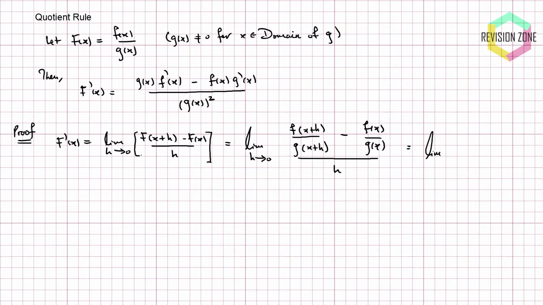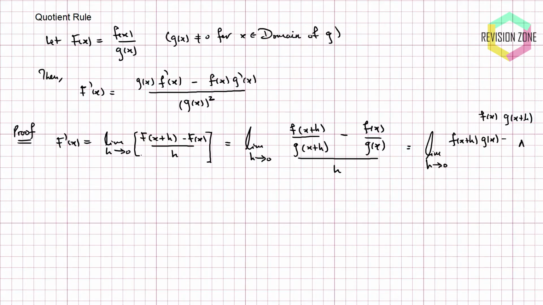So what I need to do is find a way of simplifying this. Ultimately I'm going to have to come to this expression here and simplify it. The way to do that is to take that and cross multiply top and bottom, and then take that and cross multiply top and bottom. That way I'll get a common denominator. So I'm going to get something like f of x plus h times g of x, take away f of x times g of x plus h. So that's now the numerator.